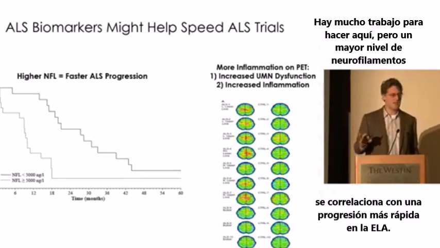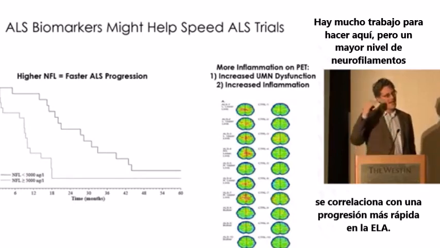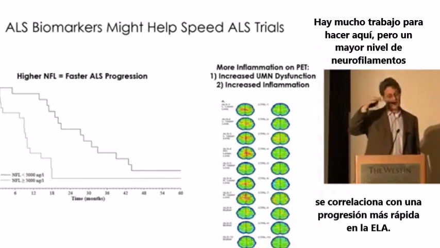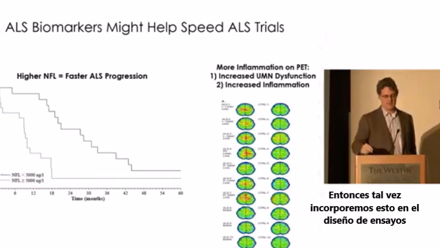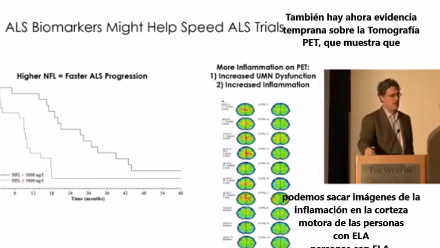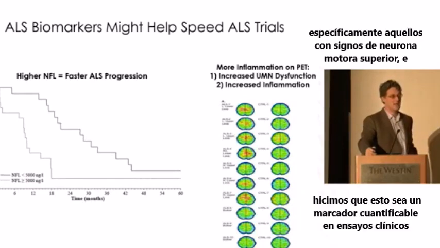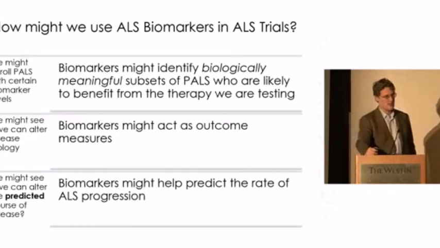There's a lot more work to be done here, but the higher levels of neurofilaments, heavy, light, actually either one, correlate with faster ALS progression. And so we may be able to incorporate this into trial design. There is also now early evidence about a PET scan that shows that we can image inflammation in the motor cortex of people with ALS, particularly those with upper motor neuron signs. And we may use this as a quantifiable biomarker in clinical trials.